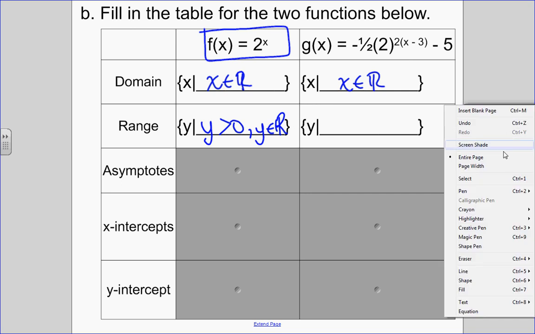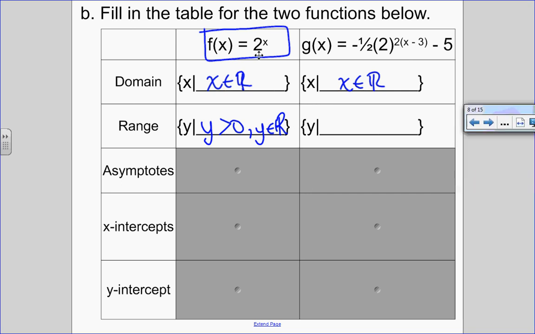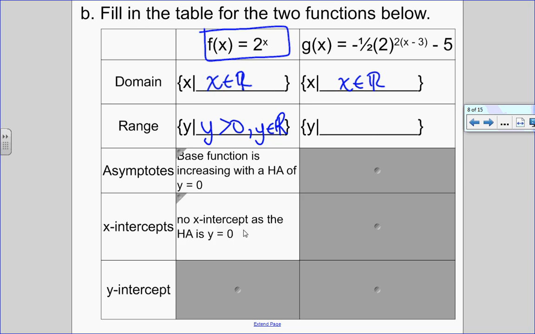Now, let's talk about our base function. We'll start with our base function first. So the base function here has a horizontal asymptote at y equal 0, which means there's no x-intercepts. The y-intercept is found by letting x be 0. So if I plugged in 2 to the 0 into my calculator or did it myself, I would get a y-intercept value at 1. So my y-intercept is at (0, 1).